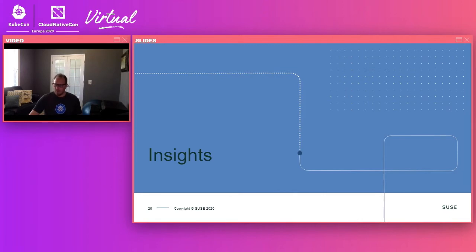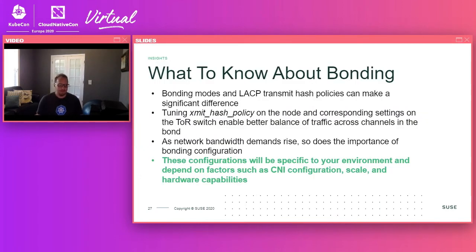So we learned a lot from this. Let's talk through some of these insights that we had. So let's finish up talking about bonding. What to know about bonding? Again, this may not be something that you do in your environment, but if you do, it's something to pay attention to. And there's a lesson here that we learned, which is question your assumptions.